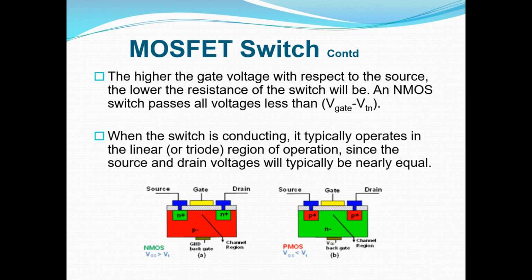MOSFET switch continuation. The higher the gate voltage with respect to the source, the lower the resistance of the switch. An NMOS switch passes all the voltages less than VG minus VTN. Whenever the gate voltage is more, the transition of the electrons takes place from source to drain. When the electrons are transiting, more current is produced. If current is more, it means that resistance is less.